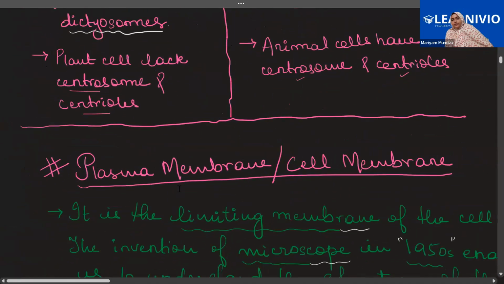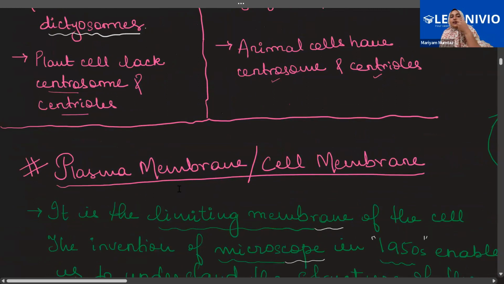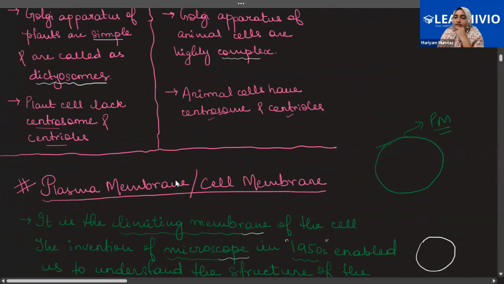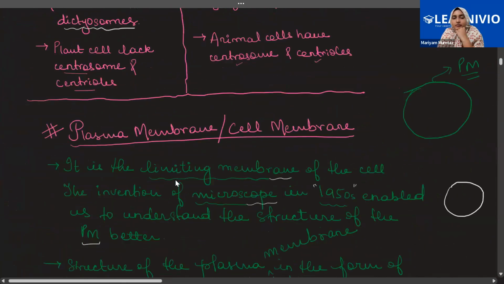Now I have a doubt. So plants don't do cell division? They do, but they have different mechanisms. Okay. They do all the kinds of cell division, but they have a very different mechanism from us.